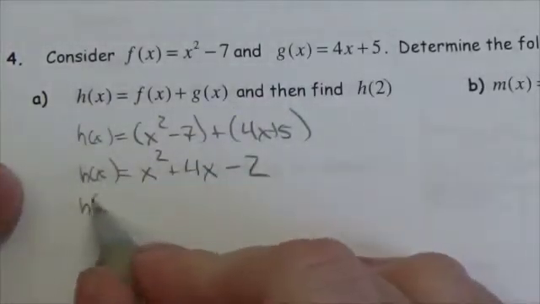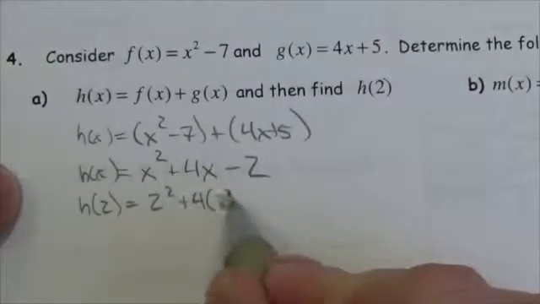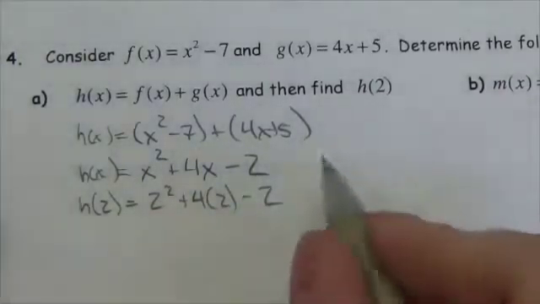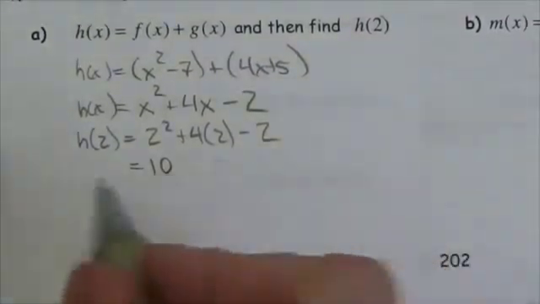Now what I'll do here is evaluate h of 2, and that's going to get me 2 squared plus 4 times 2 minus 2. Okay, well 2 squared is 4. 4 times 2 is 8, so 4 and 8 is 12, minus 2 is 10. Now that's one way that we could do this.